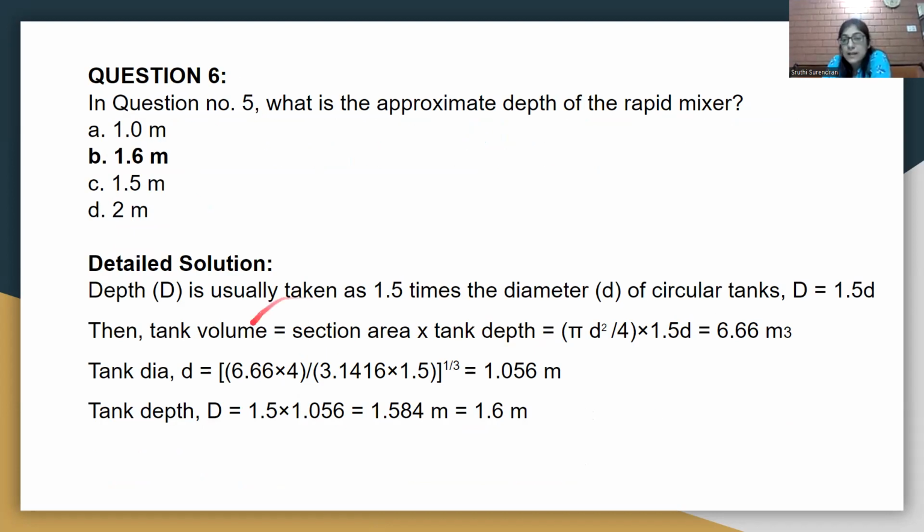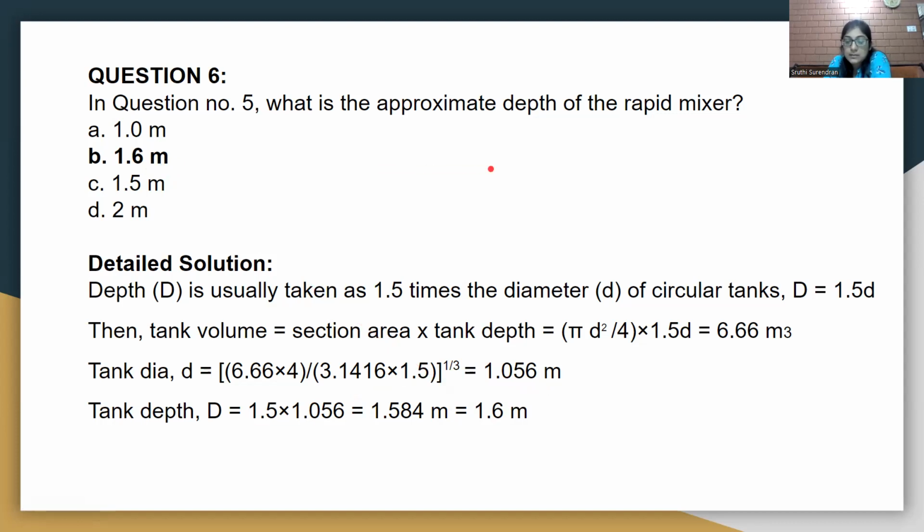Now, we know the tank volume. We had calculated the tank volume to be 6.66 meter cube. So 6.66 meter cube is obtained by multiplying the depth of the tank with the cross-sectional area of the tank, which is nothing but pi d square by 4, and the depth is equal to 1.5 times d. Since we have the volume, we can find out the diameter from this value. The diameter is equal to 1.056 meter. Hence the depth will be equal to 1.5 times the diameter, which is 1.6 meter. So the answer is going to be 1.6 meter.